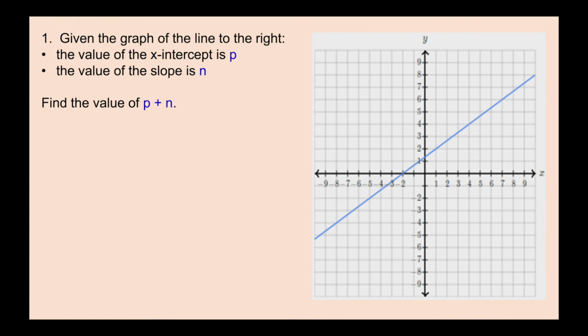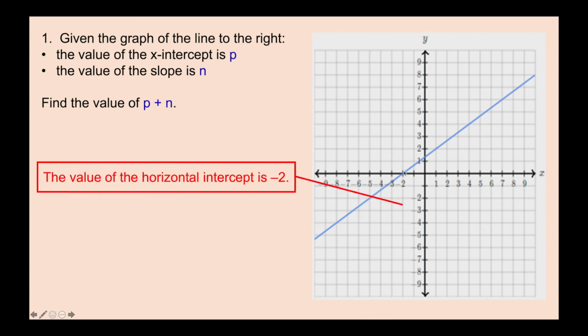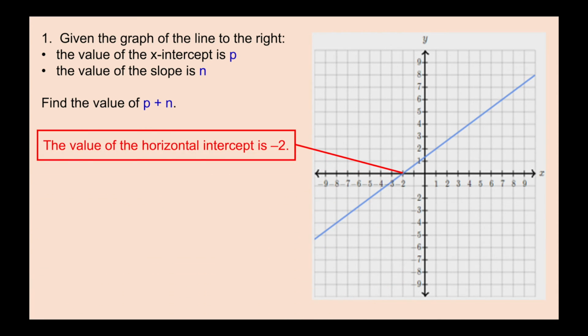In example 1, we take a look at the graph and we need to find the value of p plus n. They're defining p in this problem as the value of the x-intercept, and slope is going to be n. So we start out with the x-intercept. We look at the x-axis here, and when we're looking for where it intersects, the line crosses here at -2. So our value for p is going to be -2.